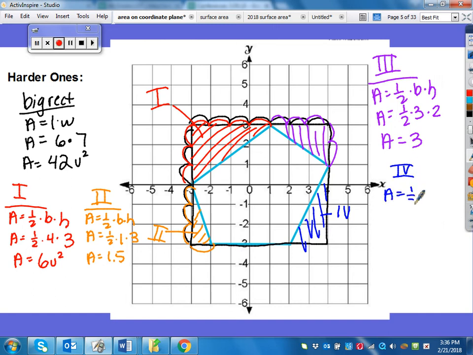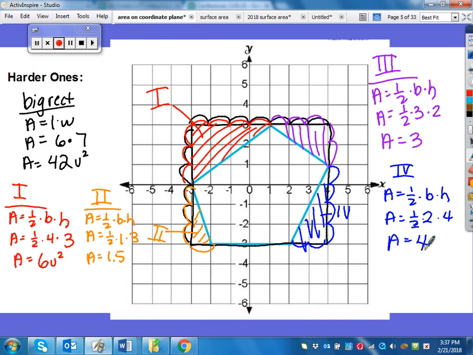The area equals 1/2 times base times height. I have a base of 2. And I have a height of 1, 2, 3, 4. I do like for you to get in the habit of showing this work. I think that's just a really good habit to get into.